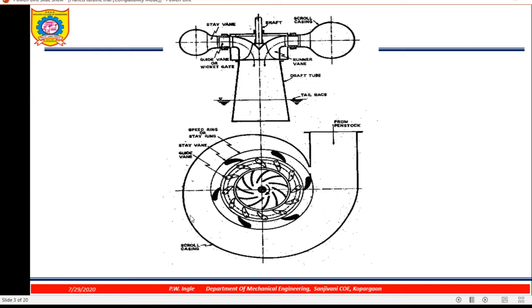So water enters from the penstock. The function of the casing is to maintain uniform velocity over the circumference. Then it enters the guide vane. Partial conversion of pressure energy into kinetic energy takes place in the guide vane, and then with kinetic energy and pressure energy, it enters the stay vane. The stay vane is just used to guide the flow of water, and then it enters the vanes, that is the rotor. These are the two views of the Francis turbine, front view and side view.